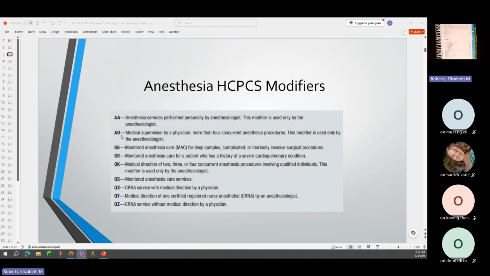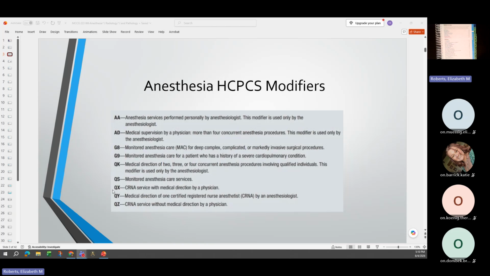Let me see. I have to group these other ones together. Okay, so G8, G9, that's monitored anesthesia care. That's what MAC stands for. So that's for MAC. But then if we look at these other ones, AD, medical supervision by a physician. AD is used by the anesthesiologist, and they use AD on the exact same anesthesia code as QX, which is the CRNA service with medical direction, right?